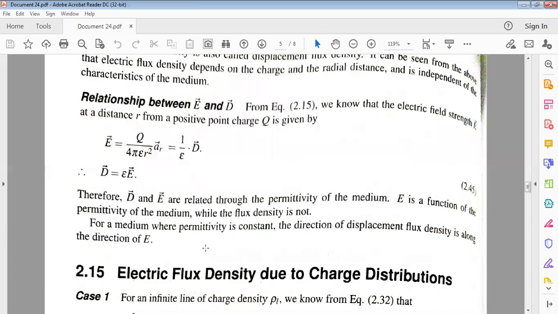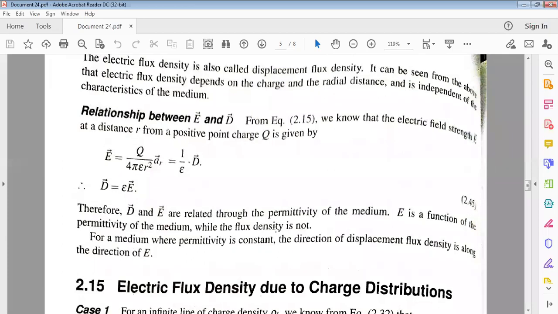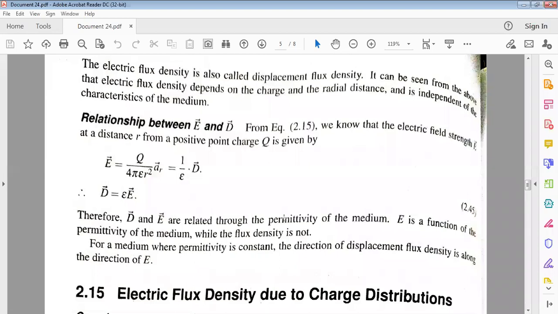There is a strong relation between D and E, which is very important. See here, the electric field E at a distance r from the positive charge q is E equals q by 4 pi epsilon r square, the fundamental expression defined from Coulomb's law. Where q by 4 pi r square is replaced with D, the expression is D by epsilon. From that, D equals epsilon E, the basic relation between electric flux density D and electric field strength E.